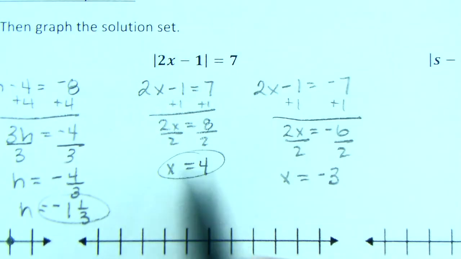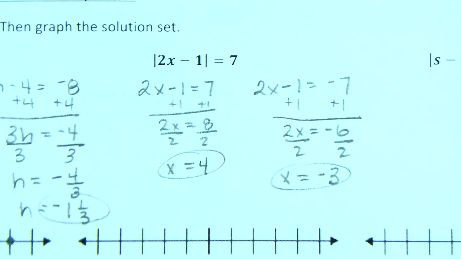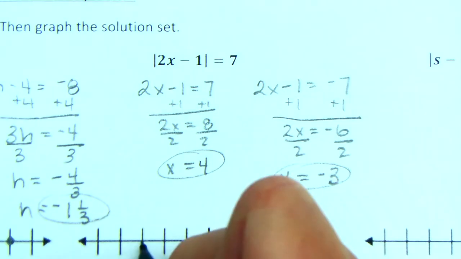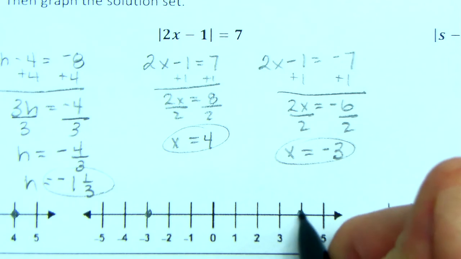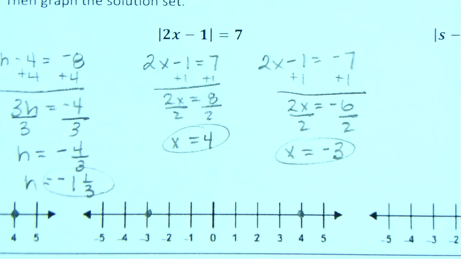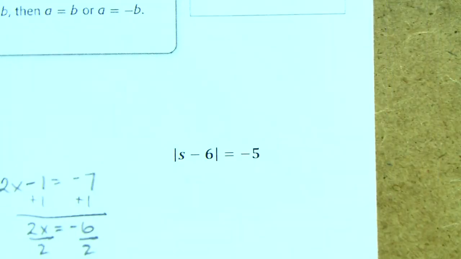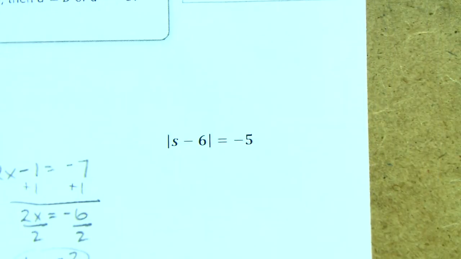So here's your two possible answers for x that both would have given you a positive 7 after you took the absolute value. We just plot them both, negative 3 and 4, and you're good. Do the last one. I'm going to not talk through this one, see if you can do it on your own. Actually, I do have to talk through this one.